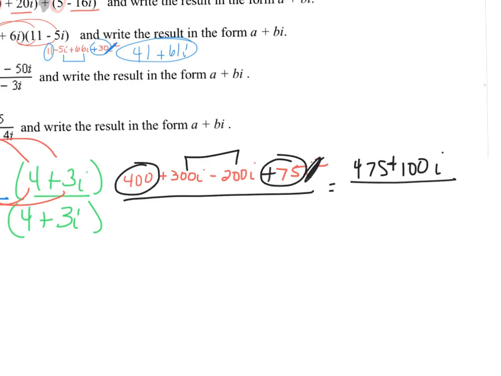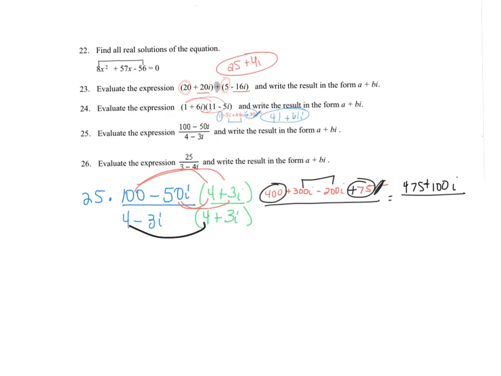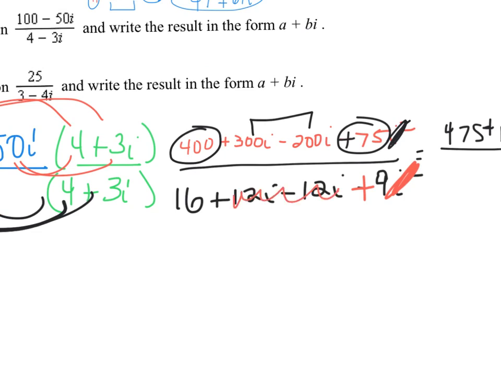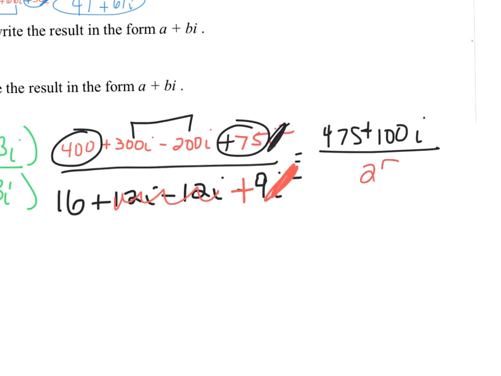Now the bottom, 4 times 4 is 16. 4 times 3i is plus 12i. Negative 3 times 4, negative 12i. Negative 3, positive 3i, negative 9i squared. I see i squared, what do I do? Cross it off, change the sign. What happens, guys, with the positive and negative 12i's? They cancel, so 16 plus 9 is 25.